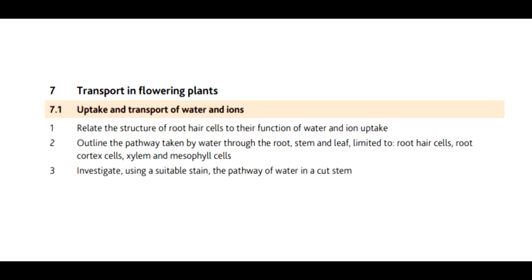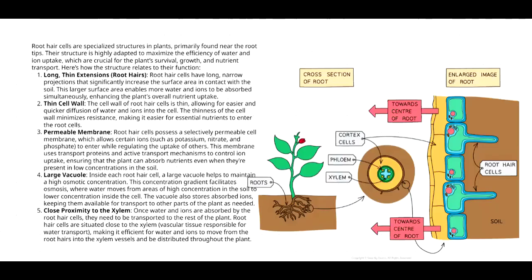So let's start from the first learning outcome: root hair cell, its function, water and ion uptake. Here, students, as you see in the diagram, first of all, the structure of the root hair. You see here the cross section of this root, the root epidermis, the outermost layer of cells. Some of the cells have a long extension, and these specialized cells are known as root hair cells.